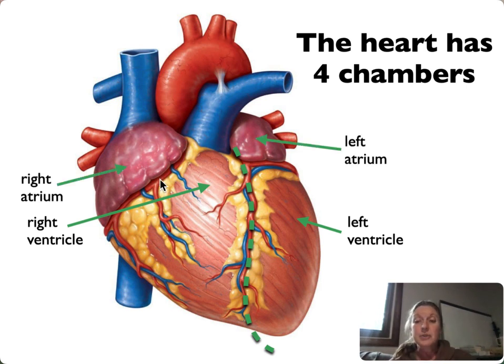Now, the other 2 chambers are called the atria. Atria is plural, atrium is singular. So this is the right atrium and this is the left atrium. There's a part of each of these chambers that's more visible on the back side of the heart, the posterior view. But this part here is known as the auricle. And what that means is ear. So to an early anatomist, these looked like ears. Very strange ones, but apparently they did.